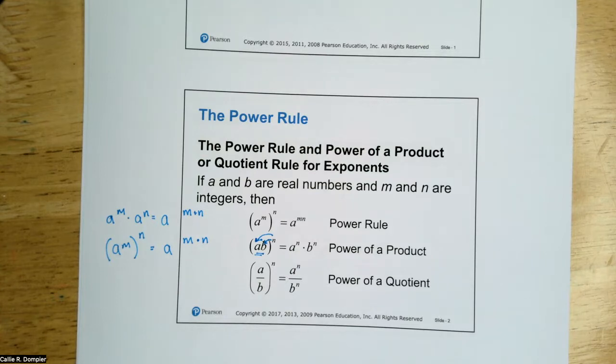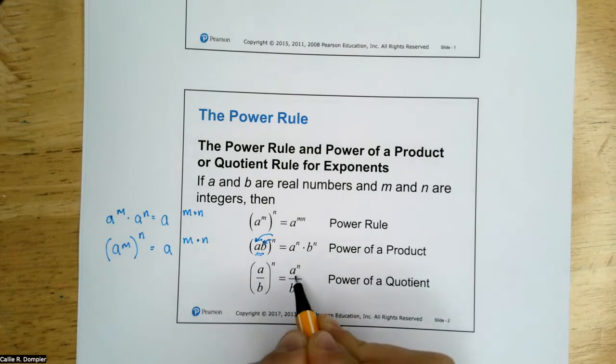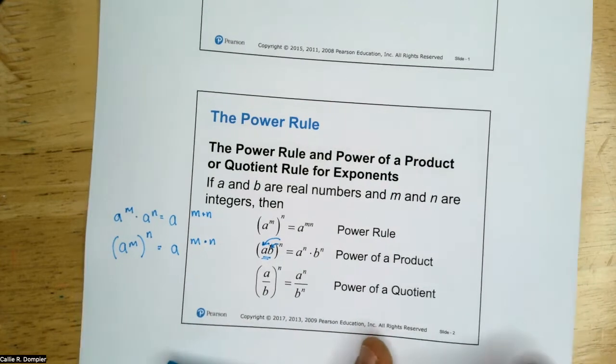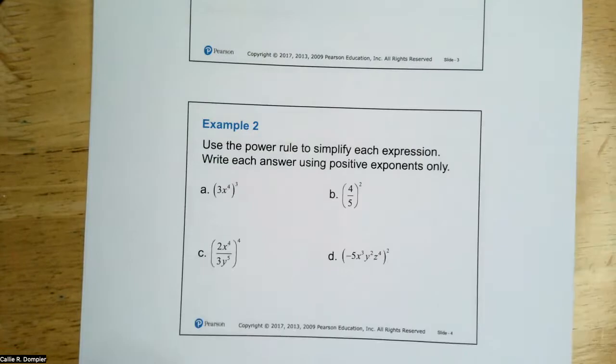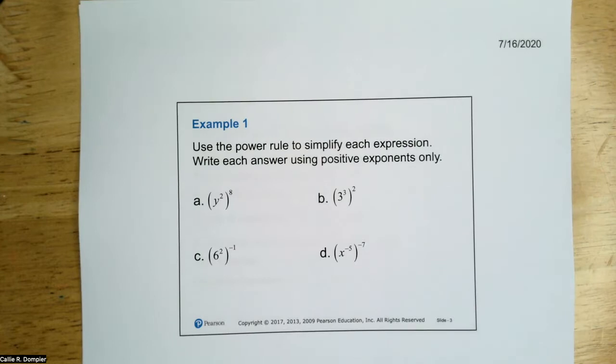Good. Power of a quotient, same thing. Anything outside the parentheses, and we're talking about directly outside the parentheses, gets applied to everything within the parentheses. A divided by b to the power of n becomes a to the power of n over b to the power of n. Example 1, use the power rule to simplify each expression and use positive exponents only. That will be true for everything we do in 5.1 and 5.2.